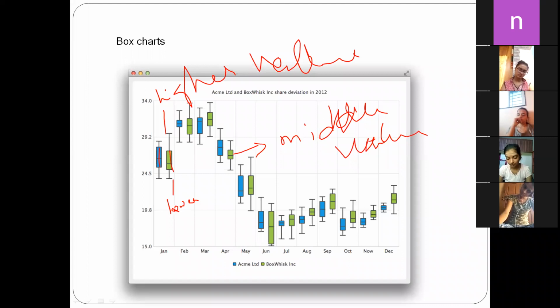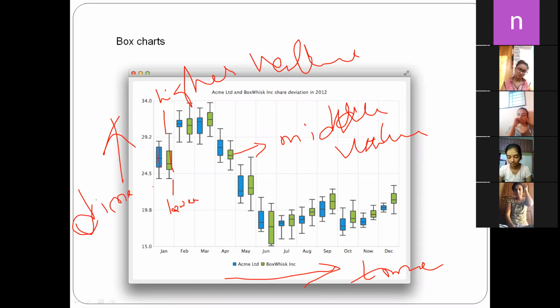This is also a type of basic graph. So it is also going to vary with time here. This is also time, these are also variables. Here the dimensions will be there. See, this type of graph is used where the data is varying continuously. Where the data is varying continuously, there we are going to use these box charts.